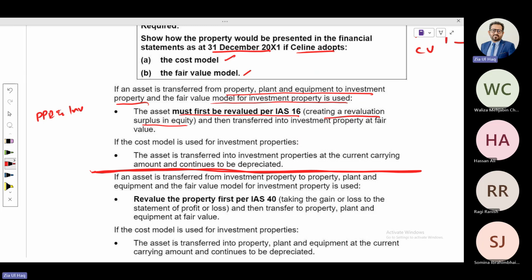So before converting to investment property, any of the property, plant and equipment, we need to revalue our property, plant and equipment. And if there is any revaluation gain, it should be charged to revaluation surplus. If there is any revaluation loss, it should be charged to profit and loss account that we discussed in previous lecture. And then transferred into investment property at a fair value, then we should charge to investment property.